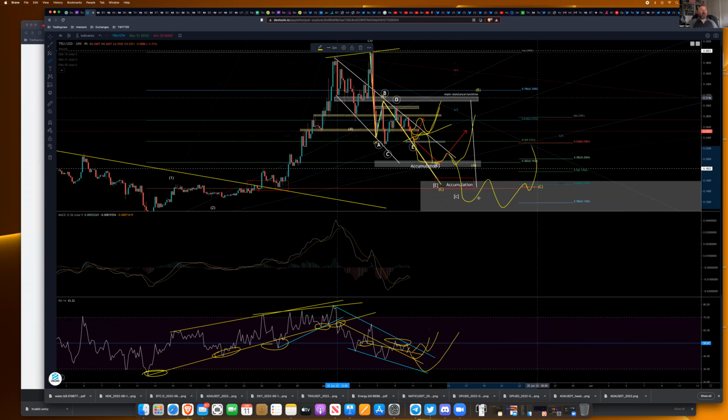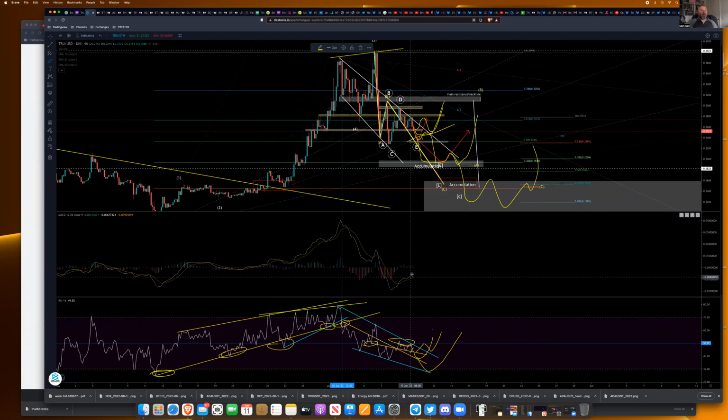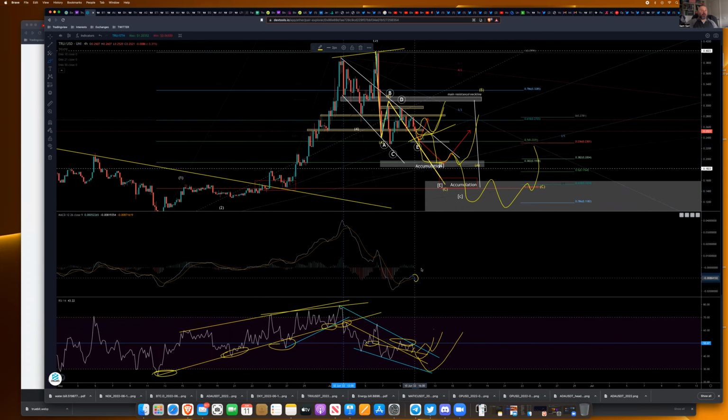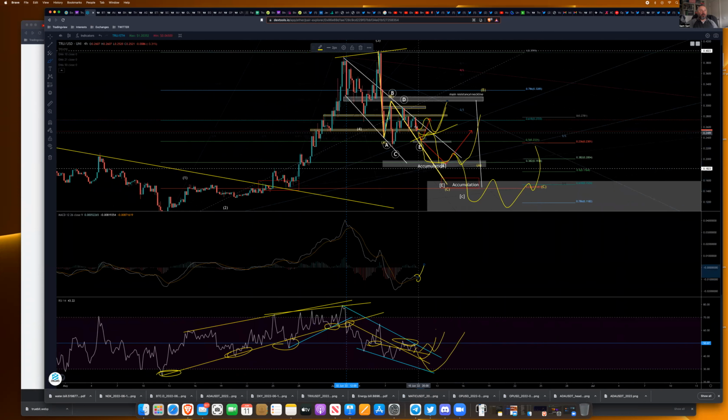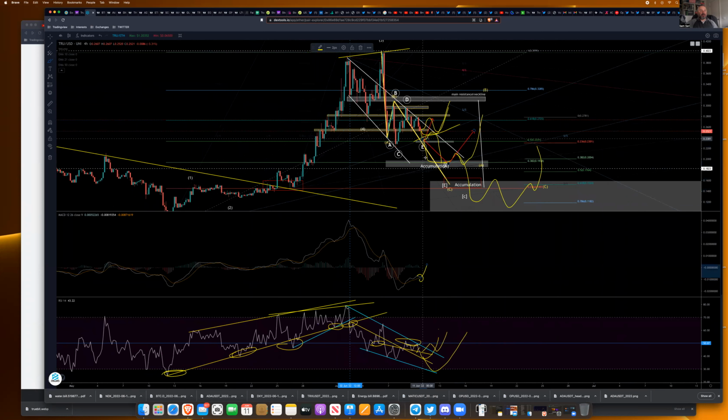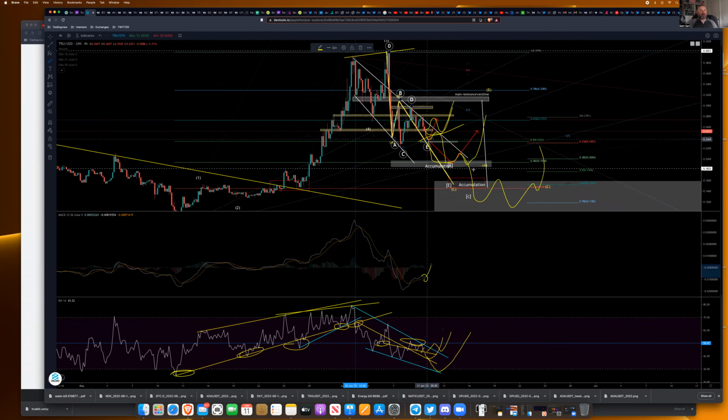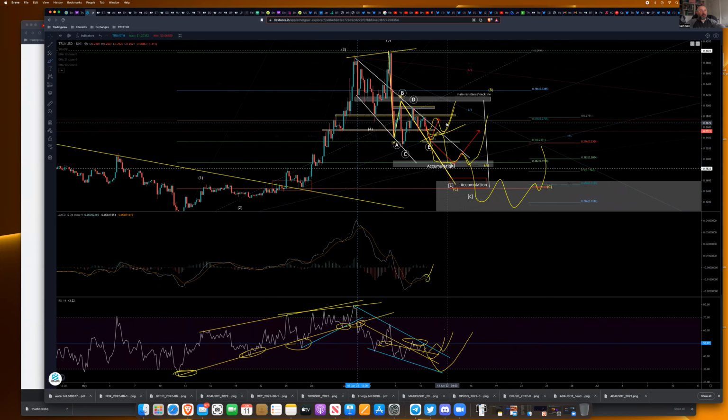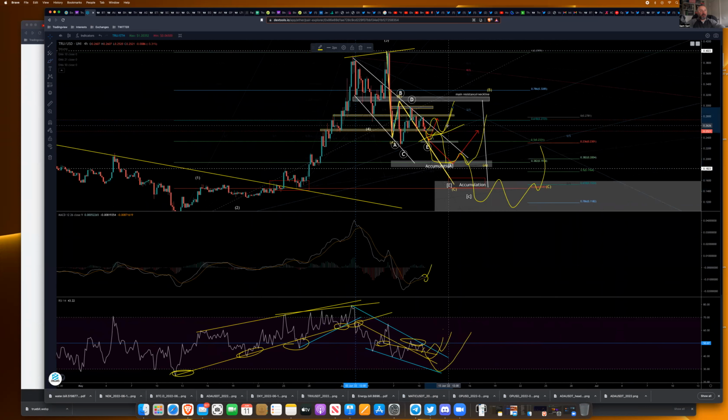Hopefully that makes sense. At the moment, we're looking for a bounce off this MACD to be bullish. And that will reflect this level. And if it doesn't, if it crosses over, it's likely to drop further. So let's clear that up.